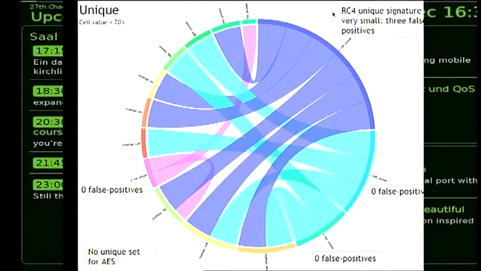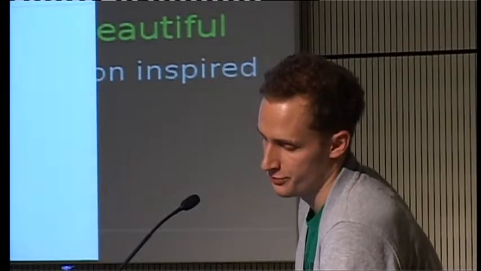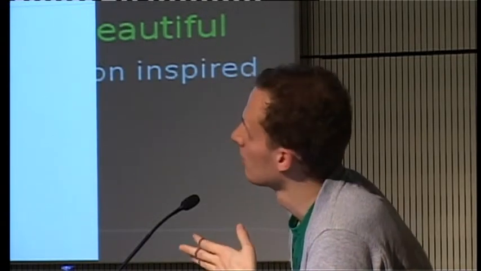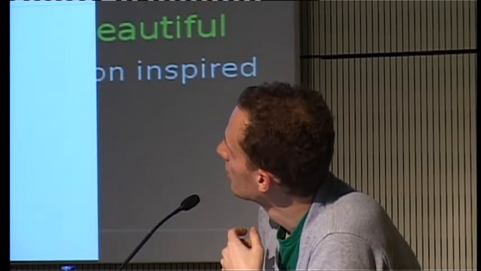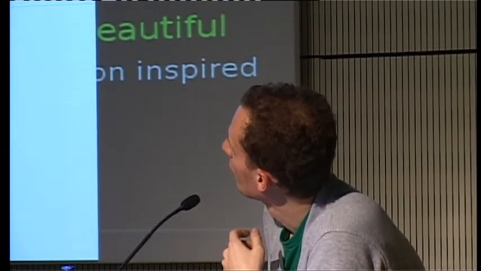RC4, as I said before, has a very algorithmic structure, and therefore it doesn't have a very large set of unique tuples. So there are a much higher number of false positives for the RC4 unique signature.